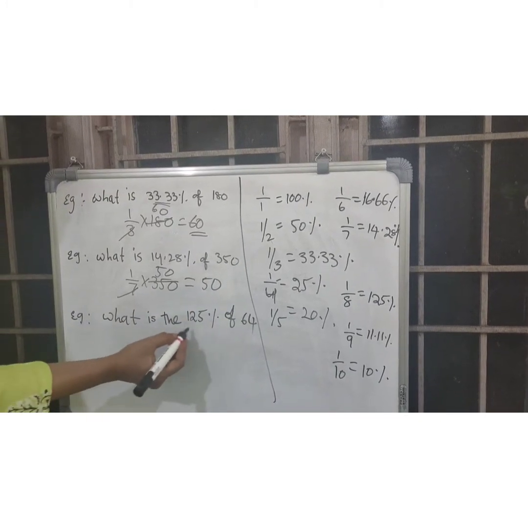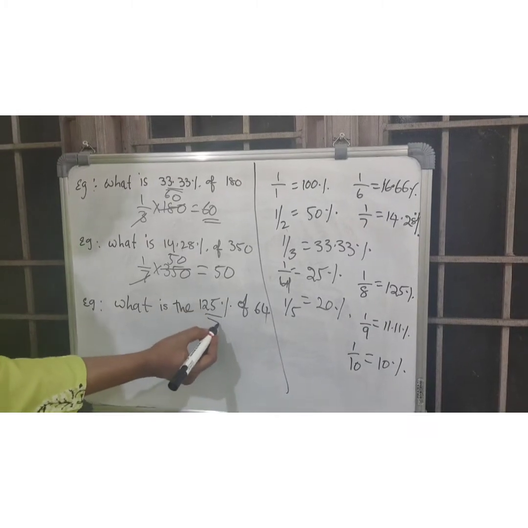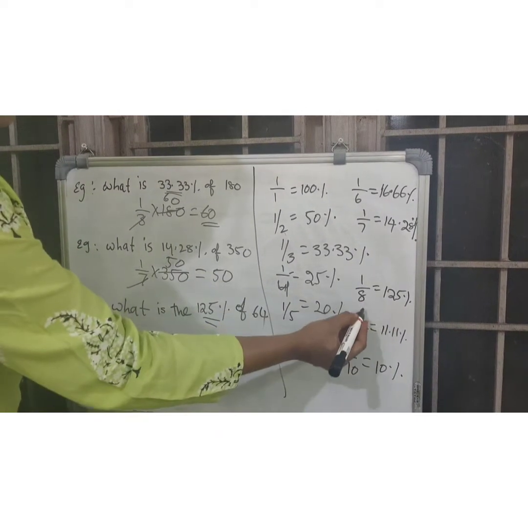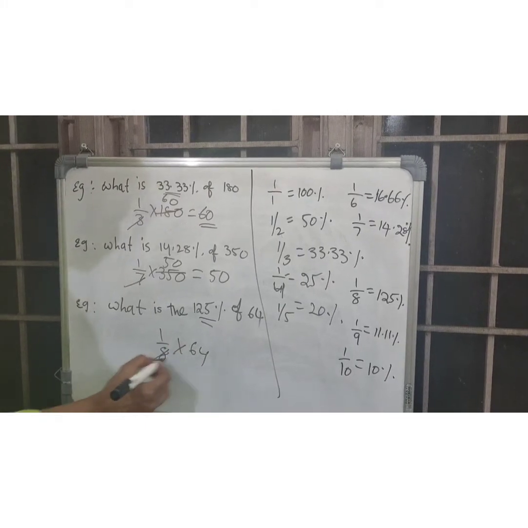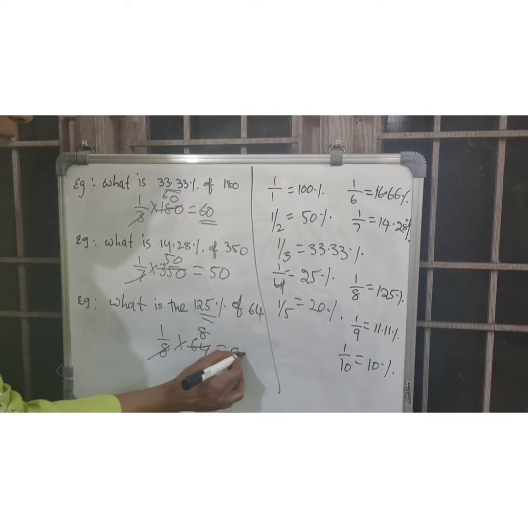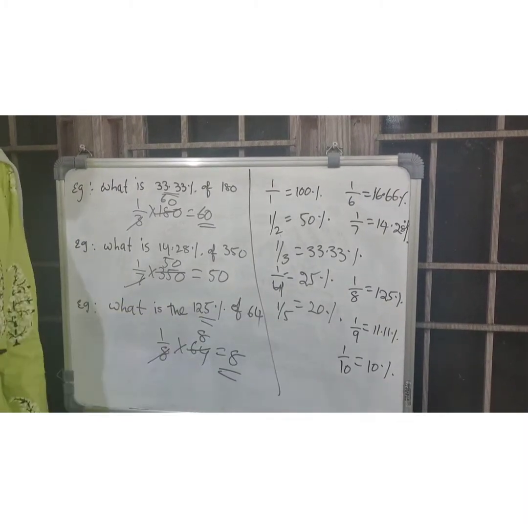What is 12.5% of 64? 12.5% in terms of a fraction is 1 by 8. So 1 by 8 into 64 gives you 8. In this way we can solve such problems easily by knowing this.